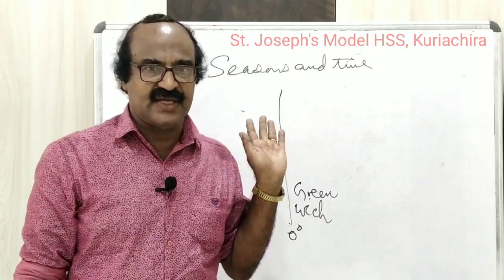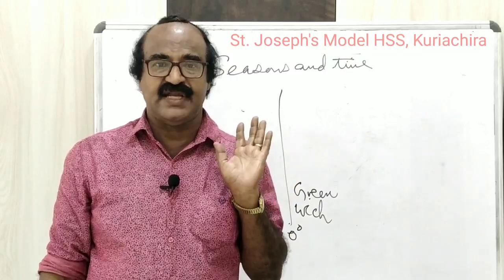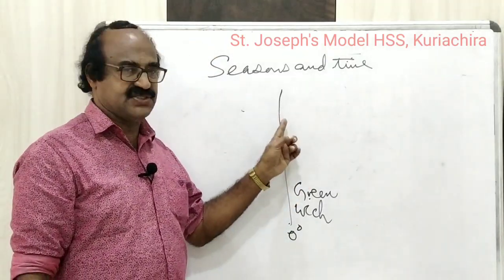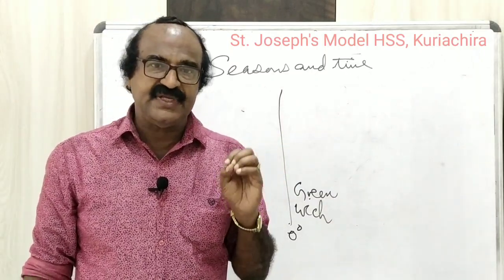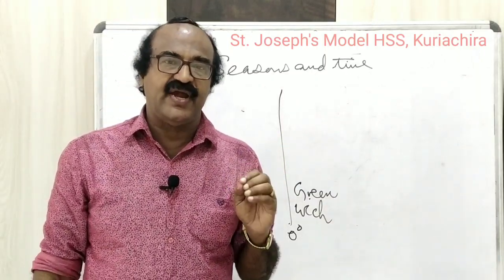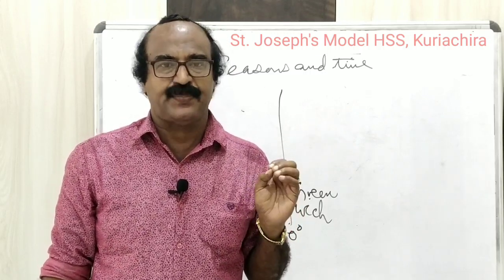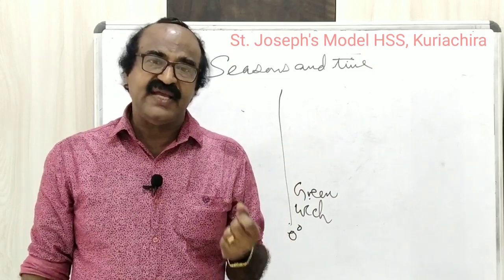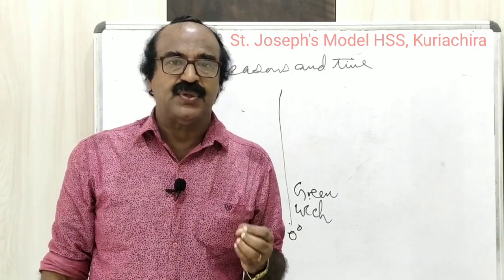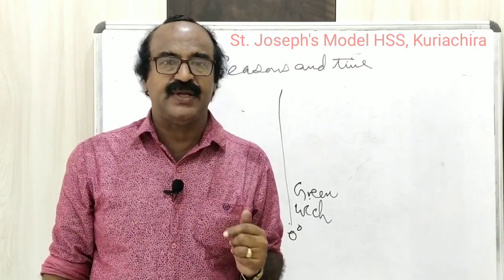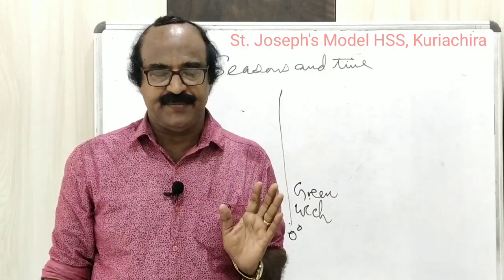This line is known as the Greenwich line. I shall say once more, what is the Greenwich line? The 0 degree longitude is known as the Greenwich line. Time is calculated worldwide based on this line, so it is known as the prime meridian. Based on the Greenwich line, the world is divided into 24 zones, each with a time difference of 1 hour. This is about the Greenwich line.